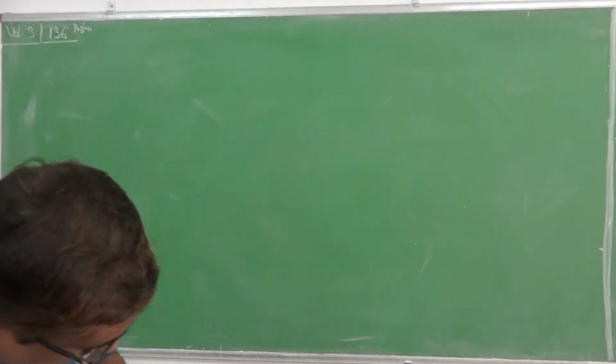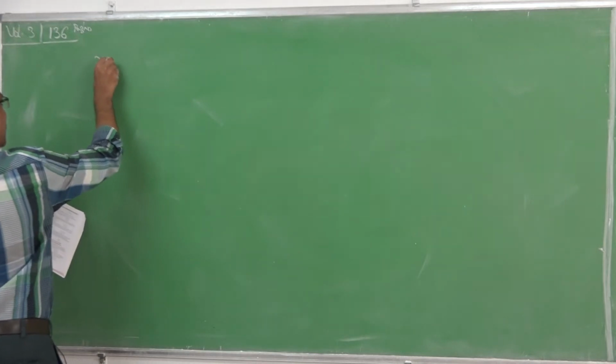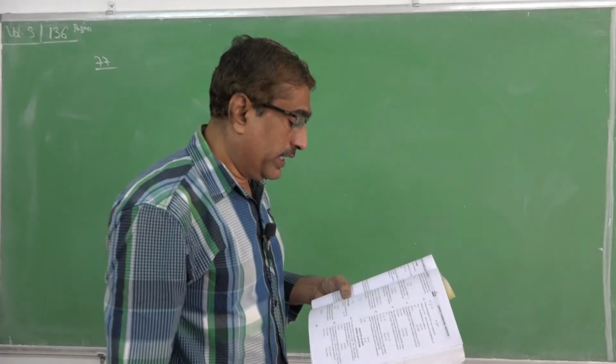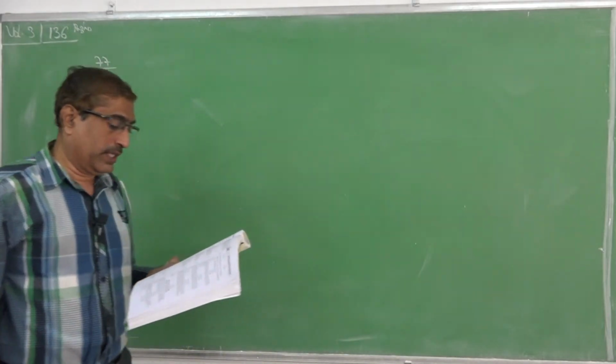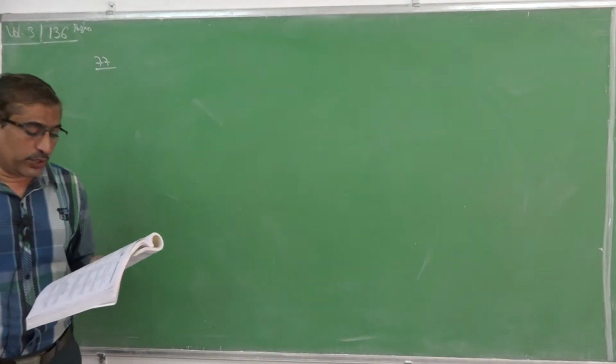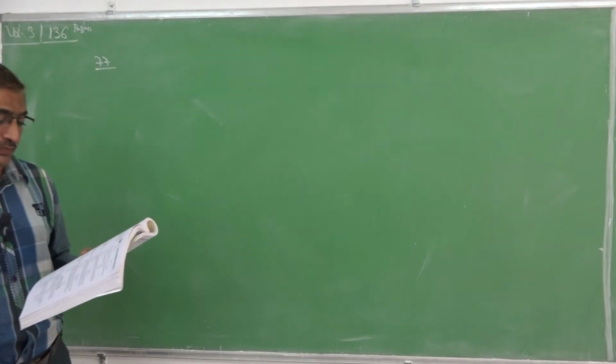Now the 77th. The time period of a particle in SHM is 8 seconds. At t equal to 0, it is at the mean position. Find the ratio of distances covered by it in the first and second seconds.